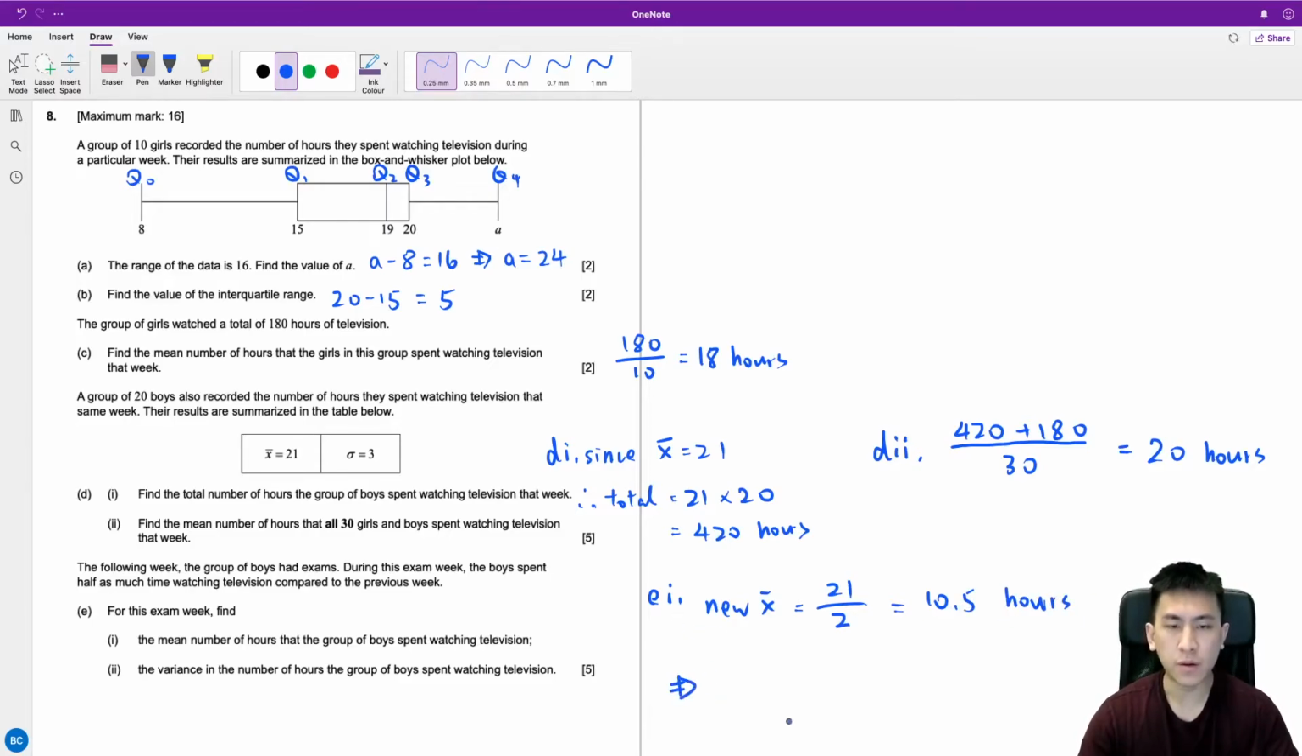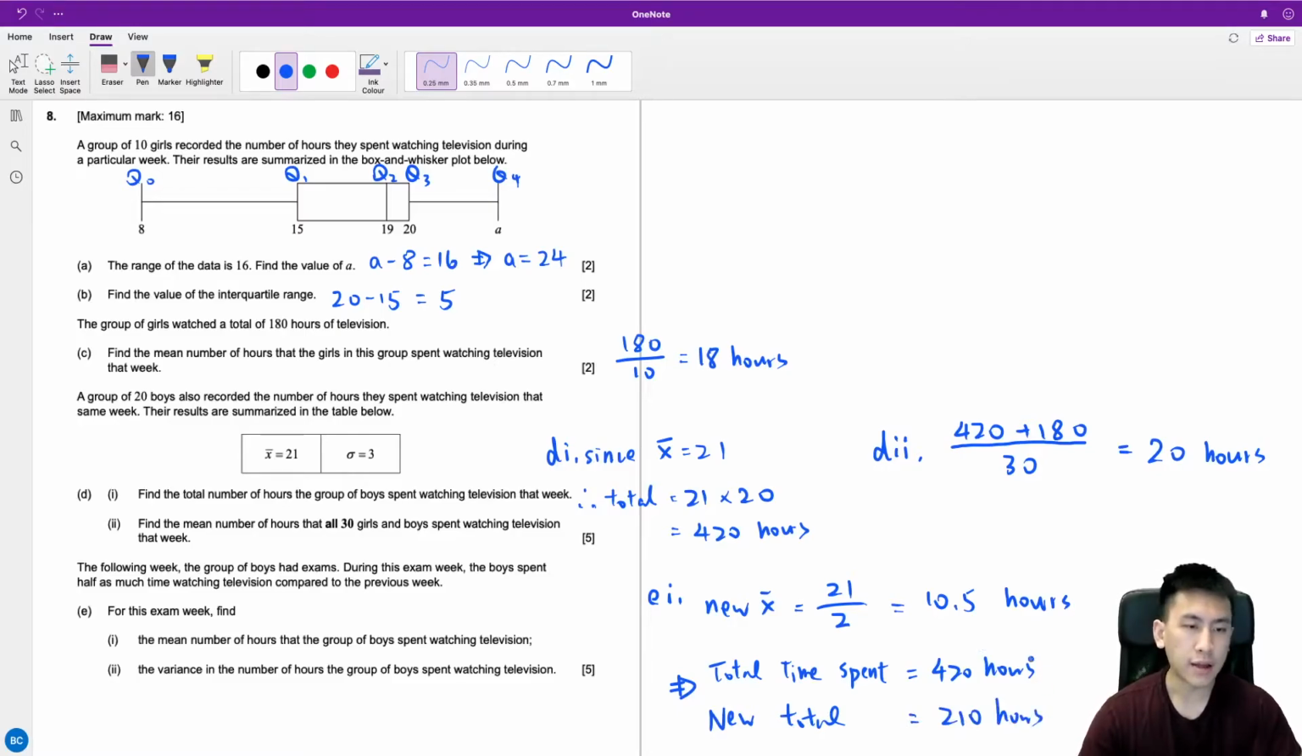You can try to justify it by thinking about this. If everyone spent half the time watching, that means the total time spent before, which equals 420 hours, becomes half. The new total is simply 210 hours. Following from that, you divide 210 by the number of boys, which is 20. Then you should also get 10.5.